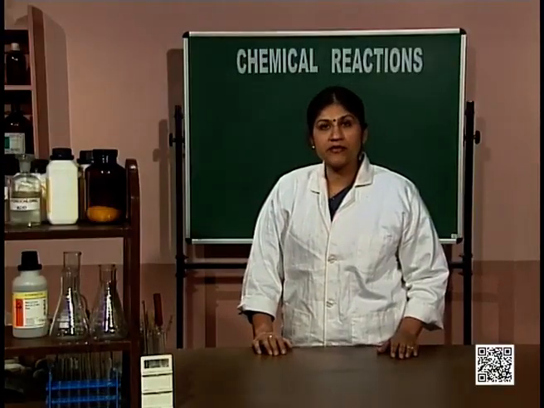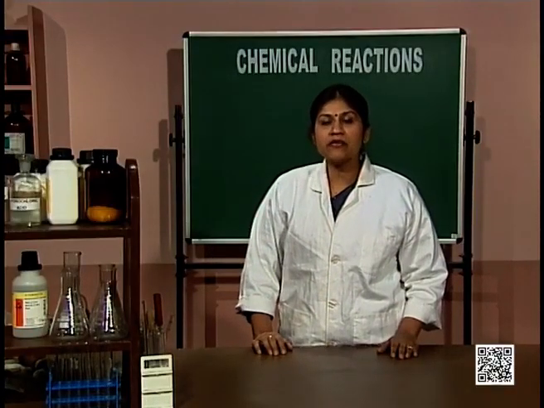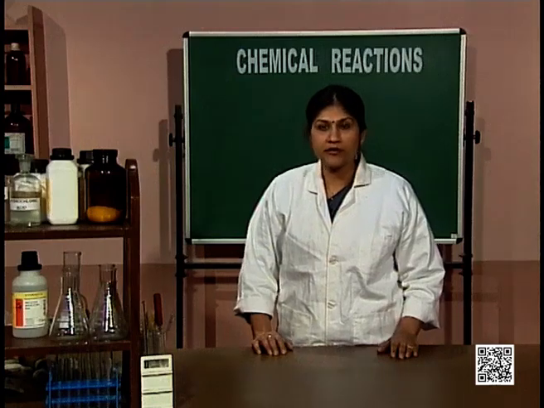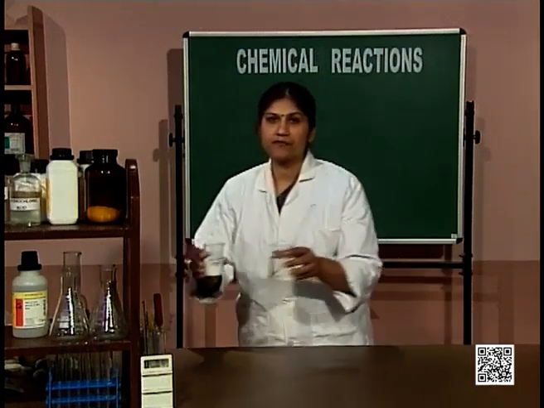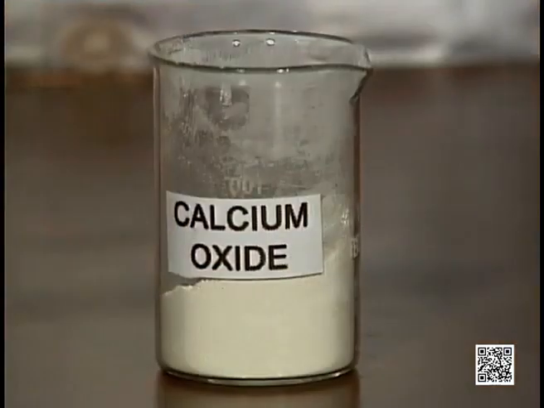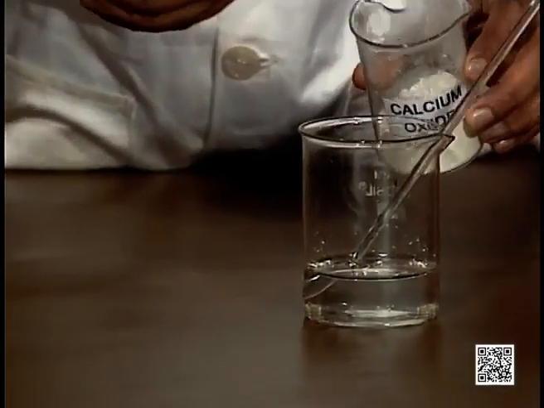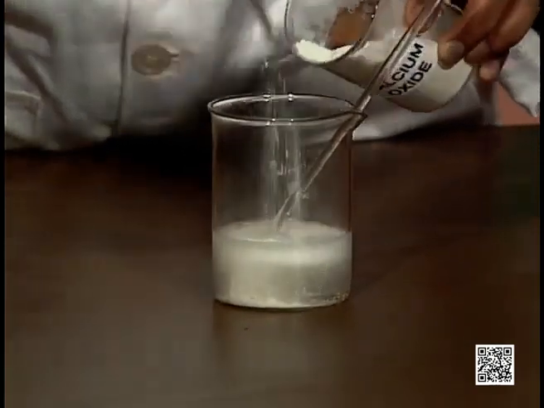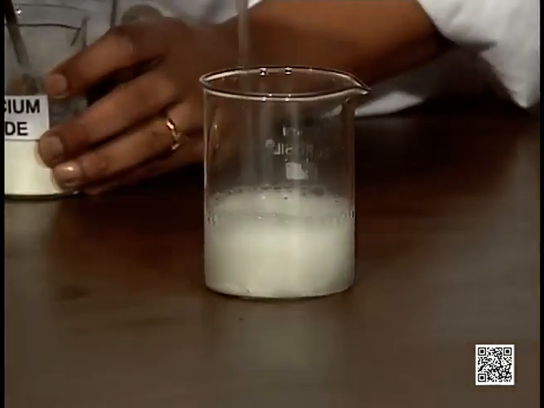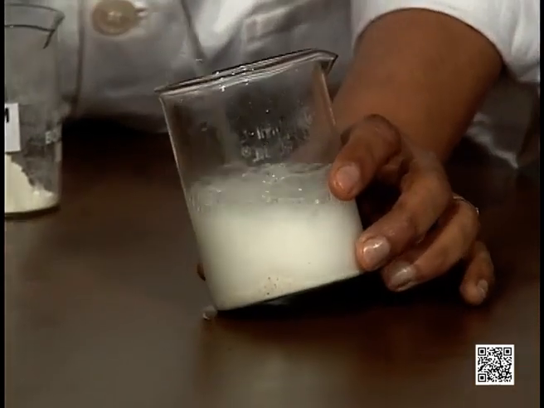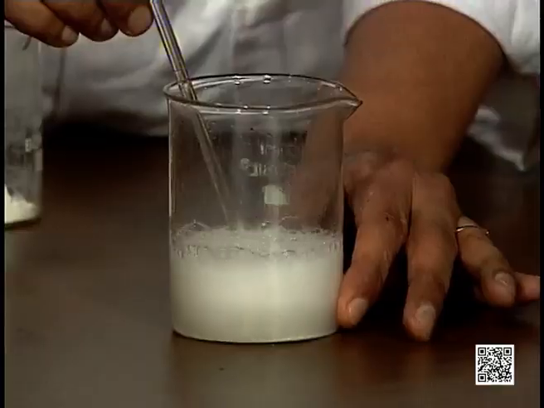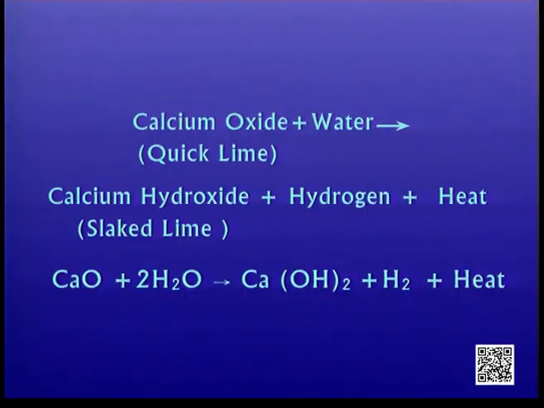Let us now observe a reaction between calcium oxide, that is quicklime or chuna that we use for whitewashing, with water. So much heat is generated during the reaction that water starts boiling. It is an exothermic reaction.